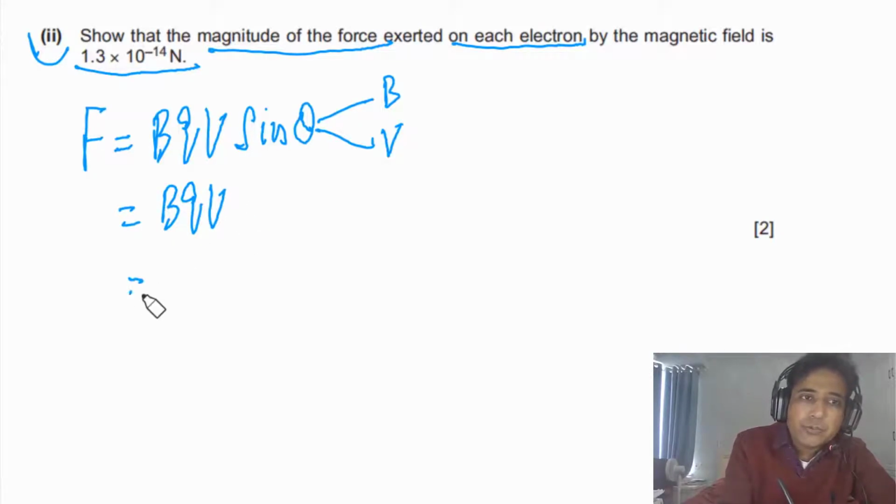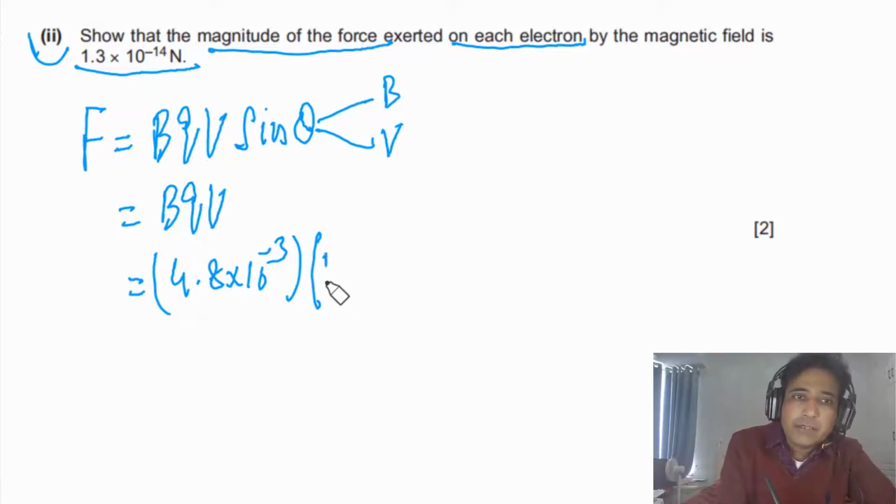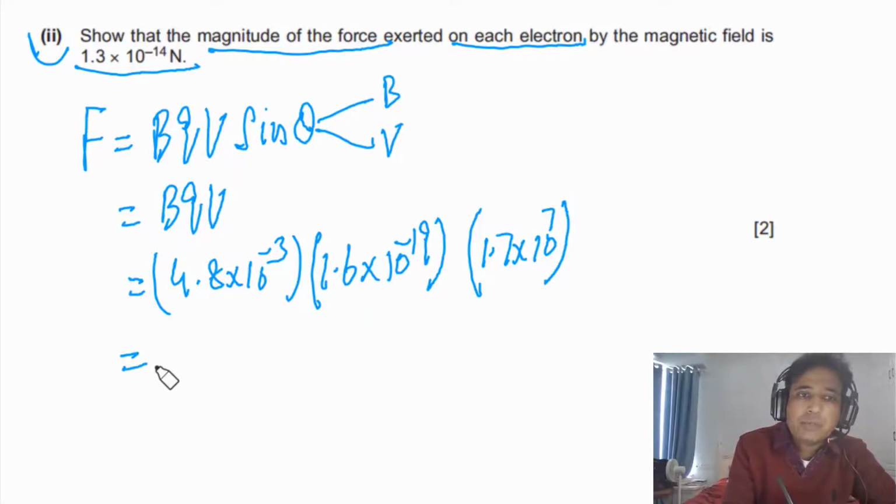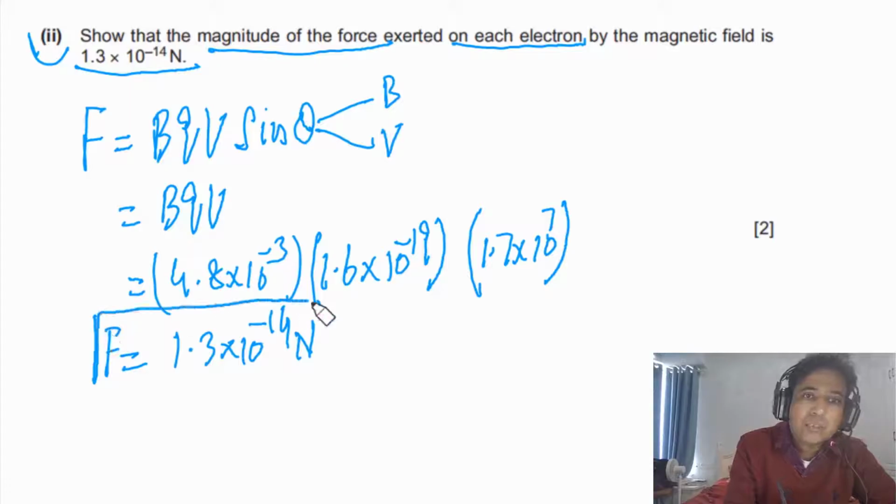Now we need to plug in values. The value of B is given to us, 4.8 millitesla, so 4.8 times 10 to the minus 3 teslas. The charge on a single electron is 1.6 times 10 to the minus 19 coulombs, and the value of V is given, 1.7 times 10 to the 7 meters per second. If we simplify this, we get 1.3 times 10 to the minus 14 newtons. So this is the force on a single electron, if the electron has this much speed and is in this magnetic field with this magnetic flux density.